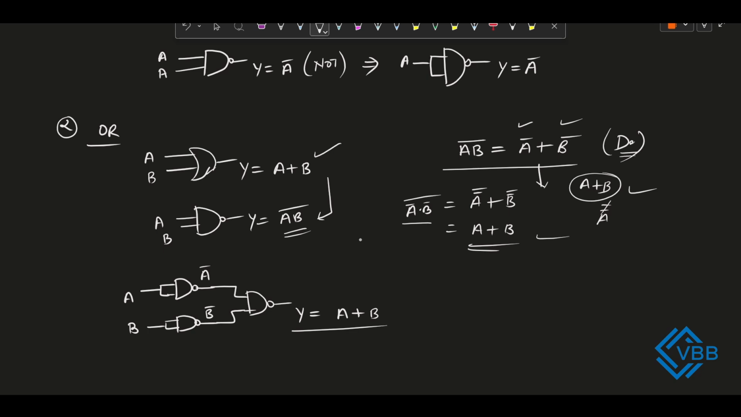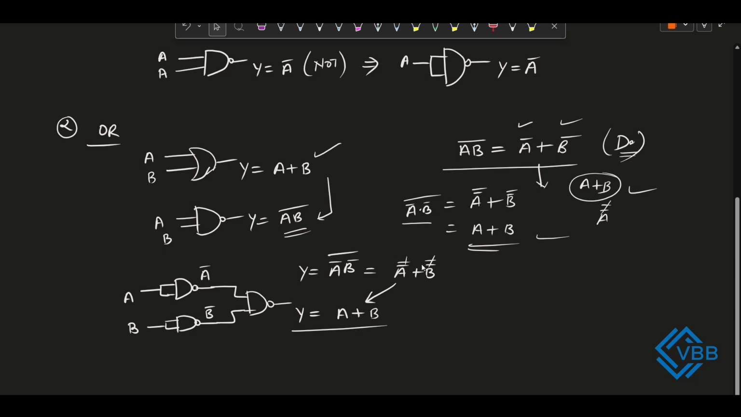So how do we get it here? Just now we have discussed, A complement into B complement and whole complement. So this will expand using De Morgan's theorem, so that the double complement will cancel and that will come as A plus B. So that's all. That's how we can implement the OR gate using NAND gate.